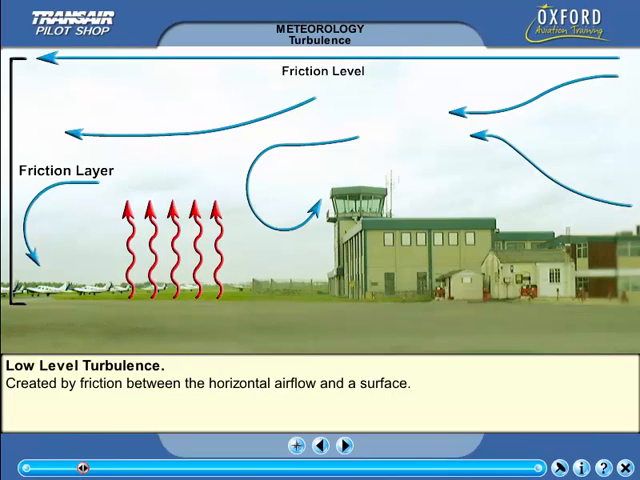Turbulent air near the surface is created in two principal ways. Mechanically, by objects like trees, hills and buildings, and thermally, through the effect of warm air rising. We call these effects mechanical or thermal turbulence, respectively.